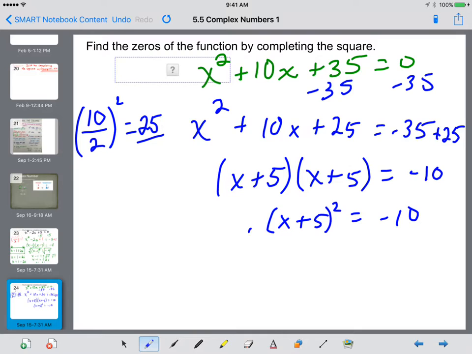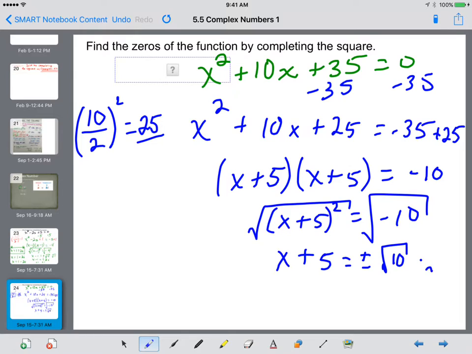We need to square root both sides. We get x plus 5 equals, again it's an equal sign, and when we take the square root, we always need to have this plus or minus. We're going to have the square root of 10 times the square root of negative 1. I'm going to factor out that negative 1 because we can't take the square root of negative 10 by itself. We need to turn it into an imaginary number. So we have x plus 5 equals plus or minus the square root of 10 times i. I can't simplify the square root of 10 any further.